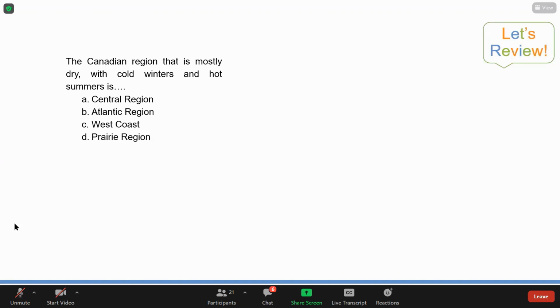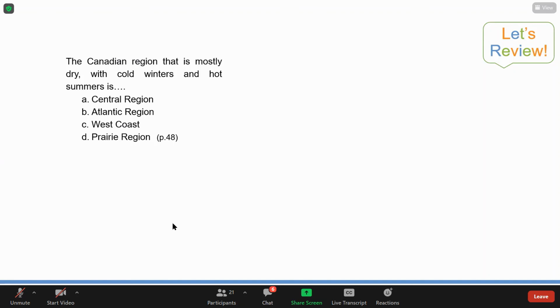So this question is: the Canadian region that's mostly dry with cold winters and hot summers is? Prairies. Yeah, central region. I think it should be prairie because the answer here is not correct. The answer should be the prairie.